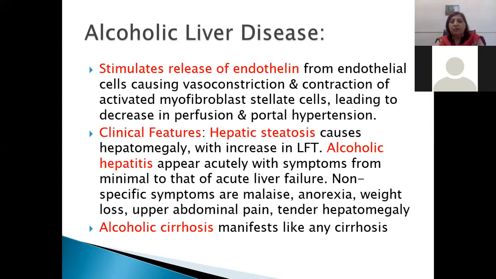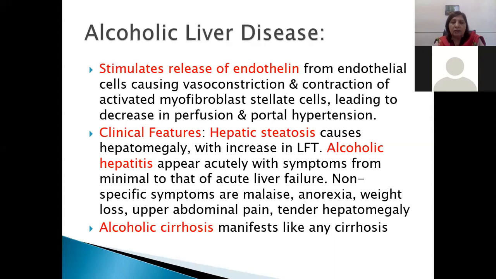The clinical features are hepatic steatosis causes hepatomegaly, that is increase in the liver size with increase in liver function tests. ALT and AST are raised. Alcoholic hepatitis appears acutely with symptoms from minimal to that of acute liver failure. Non-specific symptoms are also seen like malaise, anorexia, weight loss, upper abdominal pain, tender hepatomegaly. Alcoholic cirrhosis manifests like cirrhosis.